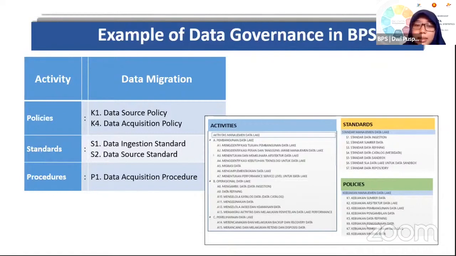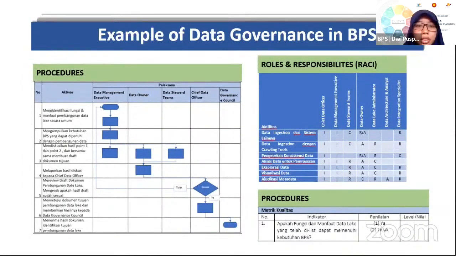And then procedures are basically the step-by-step, more detailed steps in order to conduct those activities. This picture is an example of a set of activities that we have. If you can see, point A is for development, point B is for operational, and C is for maintenance. For each of those, we have standards and policies, and we ensure that each of them are linked and related like this. Next, this is about the procedures. This is an example of procedures. You list the more detailed activities, and for each of those, you need to define who is responsible and in charge, which role will be performing it. You define that basically for procedures.